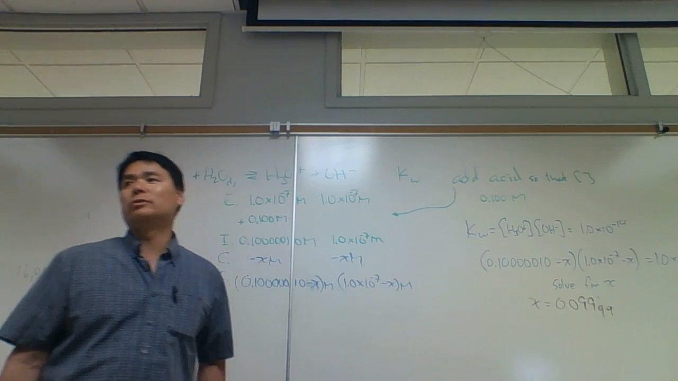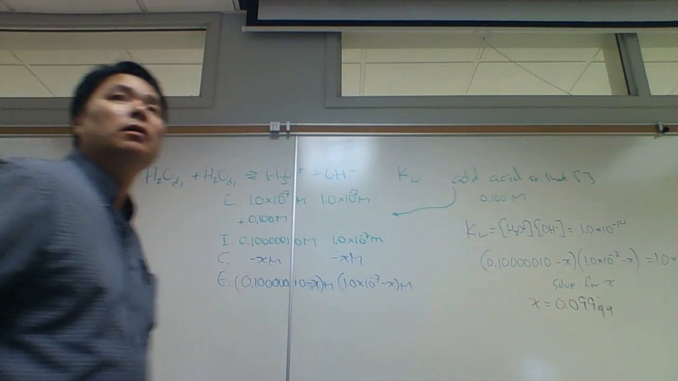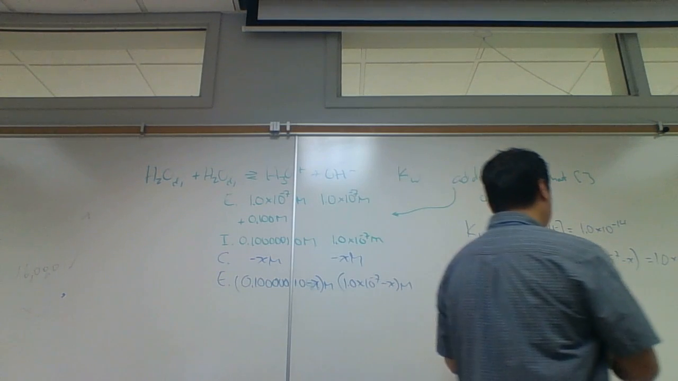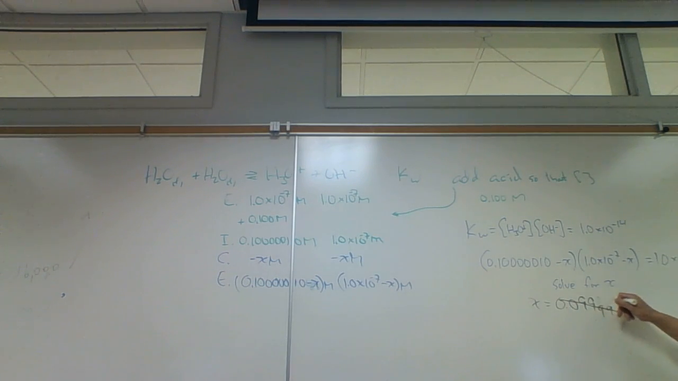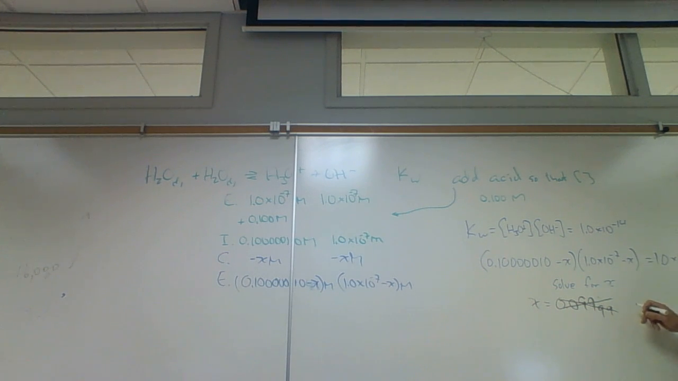So what's the other root that you got for x? Okay, so this can't be it here, because that's going to give us a negative molarity. We can't have that. And so the other x value is what? 9.9 times 10 to the -7.